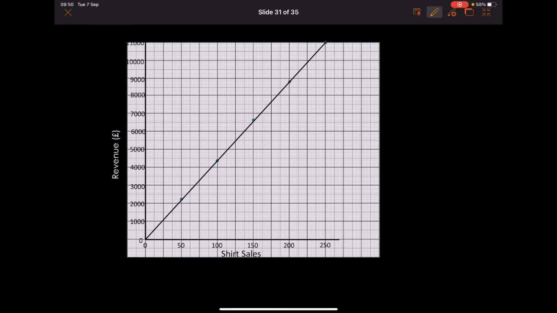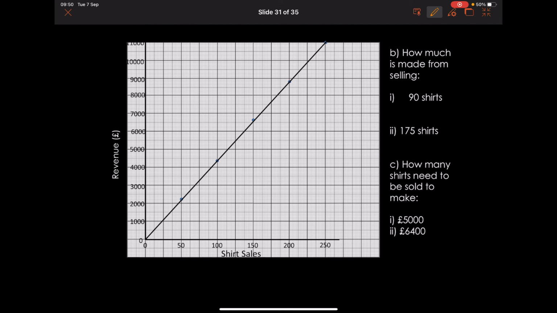Okay, so here is the conversion graph that I've drawn for that. So hopefully you were able to get something very similar. Okay, got shirt sales on the bottom and revenue on the top. And then we've got the questions. How much is made from selling 90 shirts? So we can go up at 90 and across, and it's about £4,000. Okay.